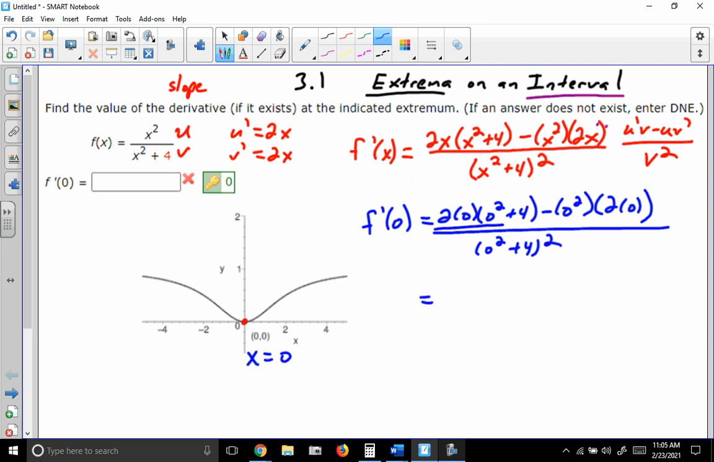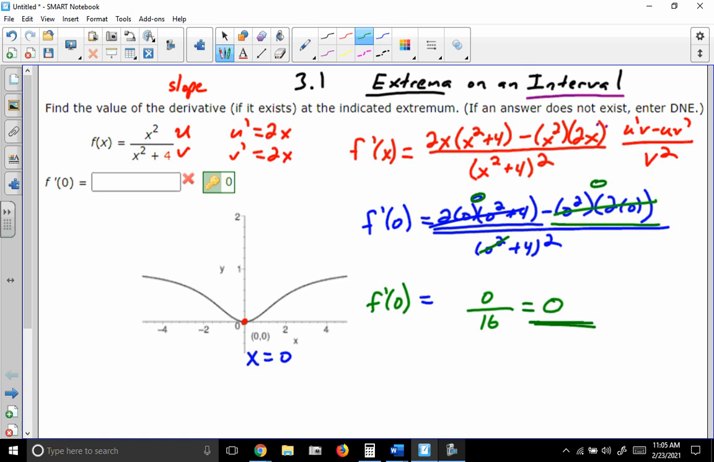So notice the first term, we have 2 times 0 times 4. Well, anything times 0 is 0. And then for the next term, we have 0 times 0, which is 0. So we get 0 on top. We get 0 plus 4, that's 4, so 4 squared on the bottom. And 0 divided by 16 is 0. So at x equals 0, our derivative is 0.